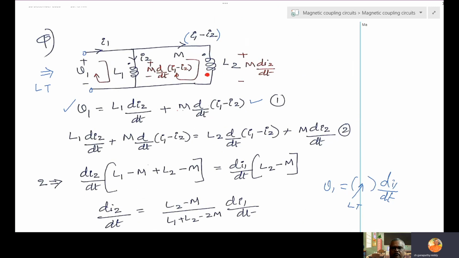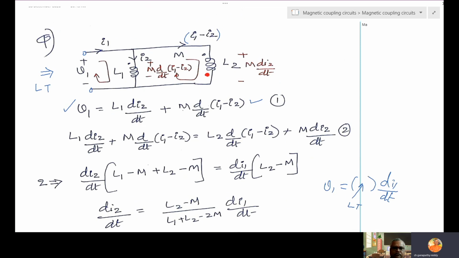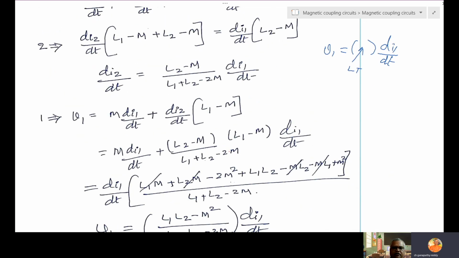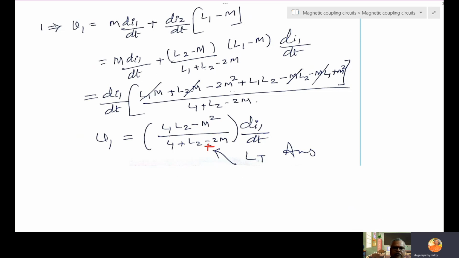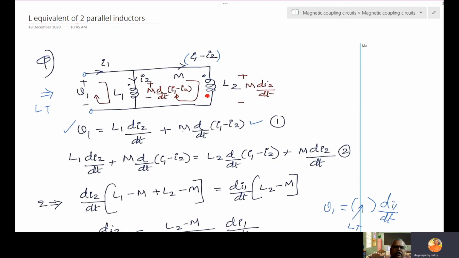If both the dots are moving down, again you will get minus 2m. So these four combinations we should know. Derivation is given, but at the end you need to remember the answer: L1 L2 minus m square by L1 plus L2 minus 2m, provided both the dots are upper side. Any one dot is disturbed, you will get plus. Both the dots are disturbed, again minus. So that is the L equivalent of two parallel inductors.